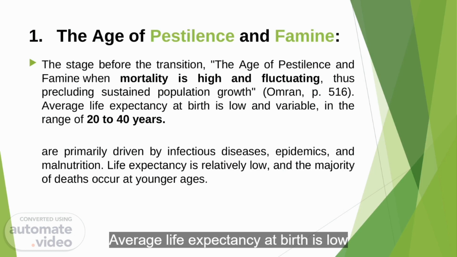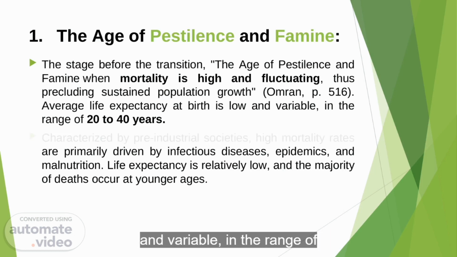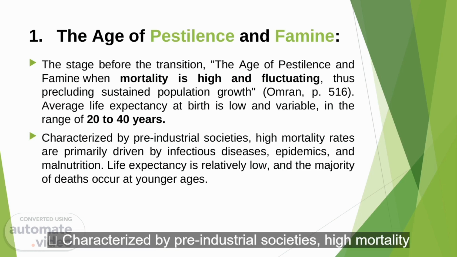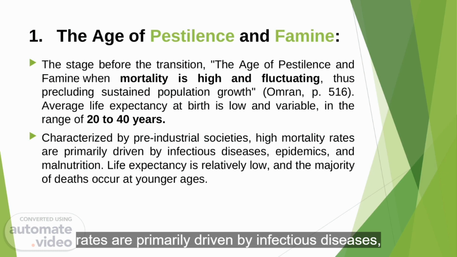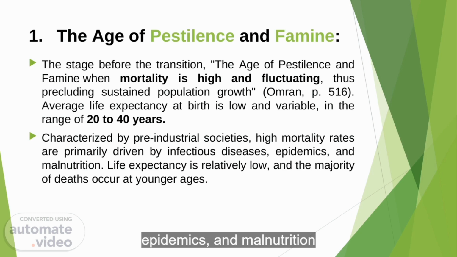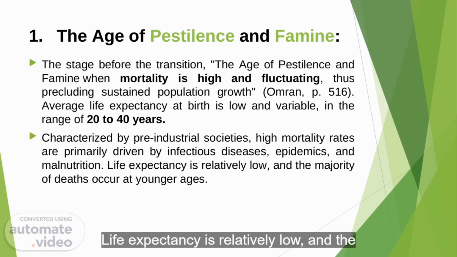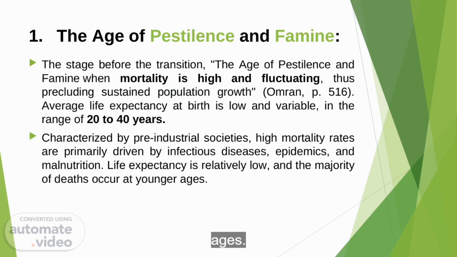Average life expectancy at birth is low and variable, in the range of 20 to 40 years. Characterized by pre-industrial societies, high mortality rates are primarily driven by infectious diseases, epidemics, and malnutrition. Life expectancy is relatively low, and the majority of deaths occur at younger ages.